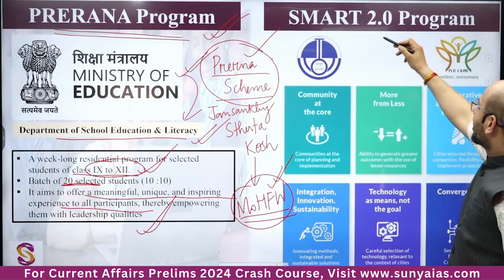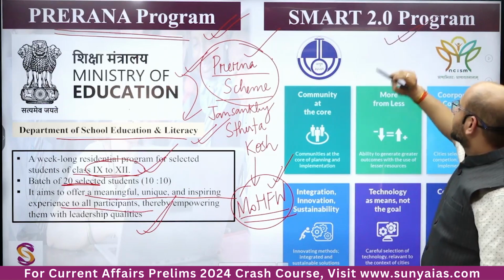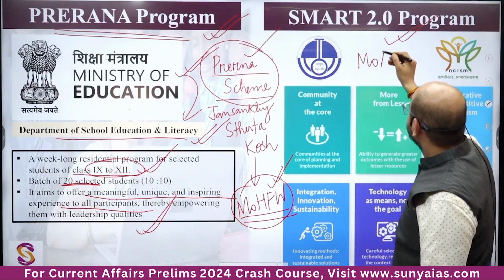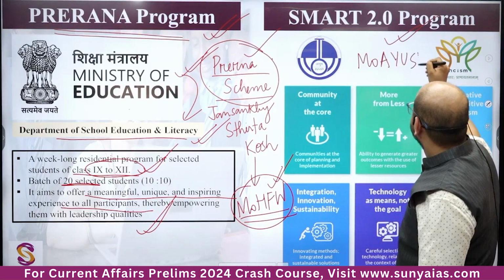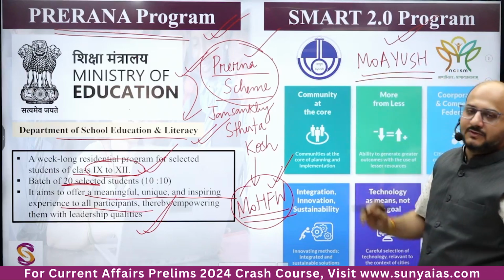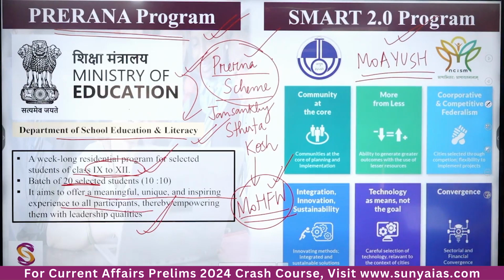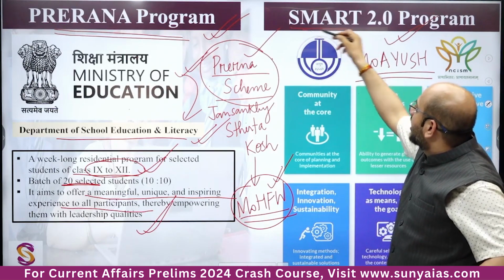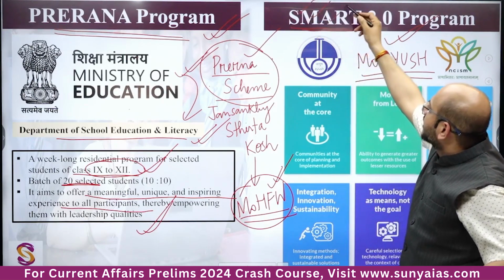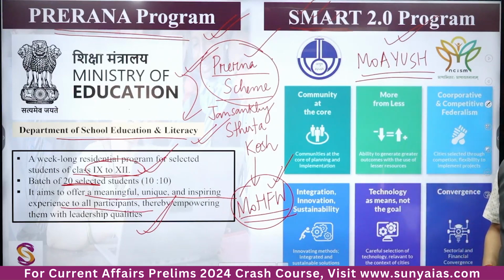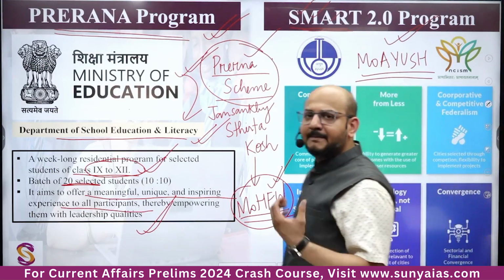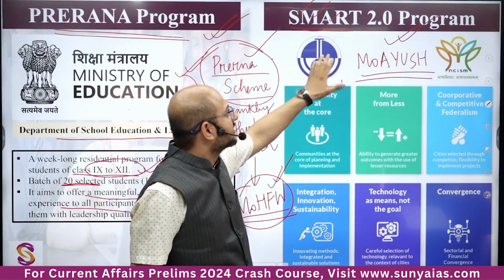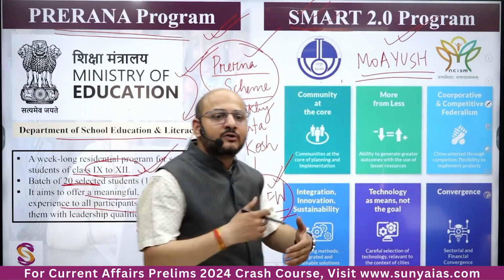Another is Smart 2.0 program. Smart 2.0 program, new ministry we have, Ministry of Ayush. Okay, students. Basically, this program is scope for mainstreaming Ayurveda in the research and practicing teachers. Okay, in the research and practicing teachers, so that they can imbibe the Ayurvedic practices.